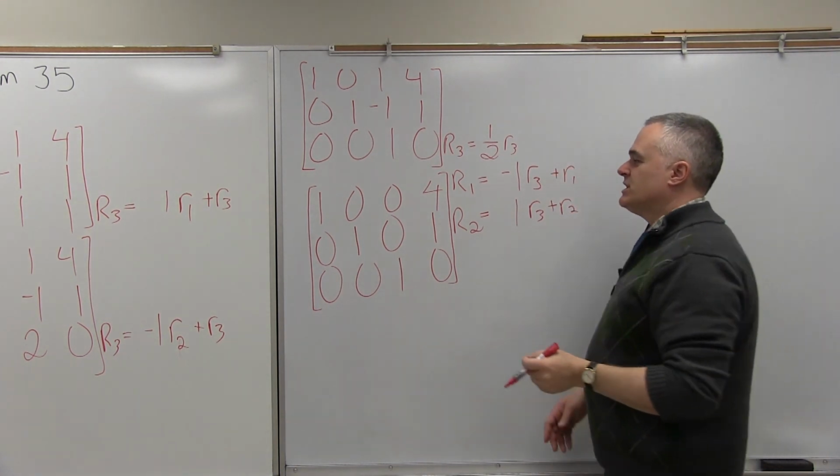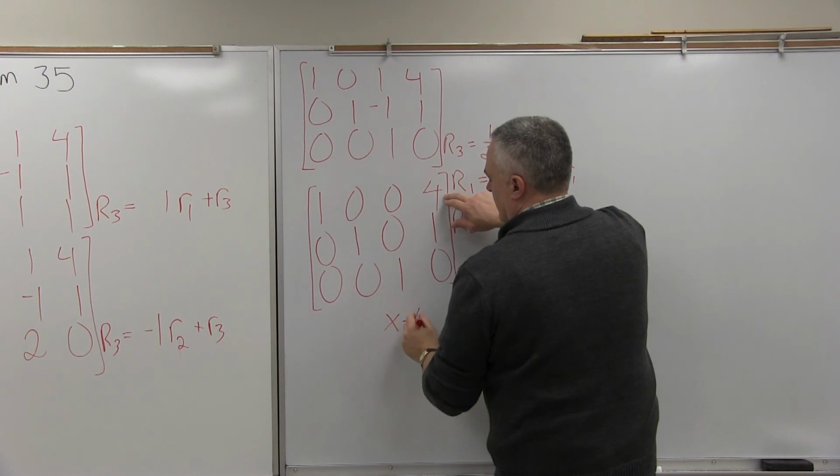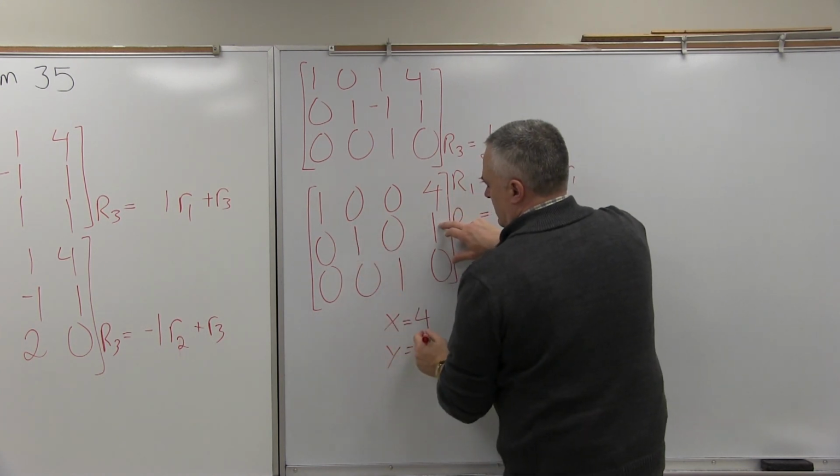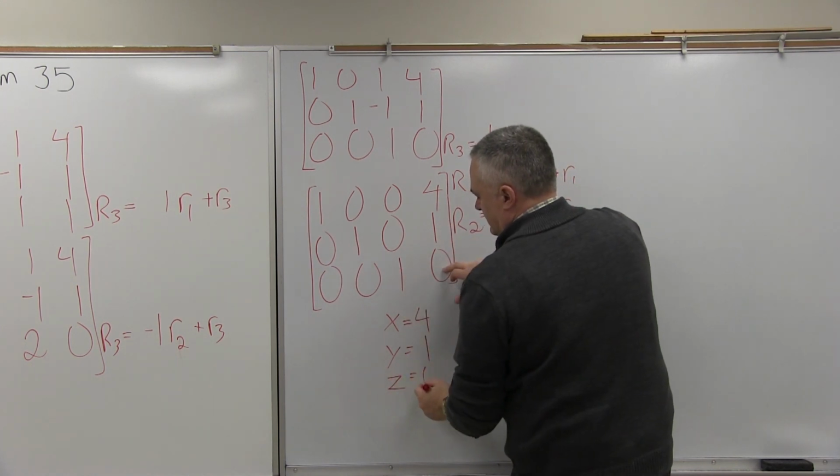So my final solution, the top row says that x is 4. The middle row says y is 1. And the bottom row says z is 0. And that's the solution.